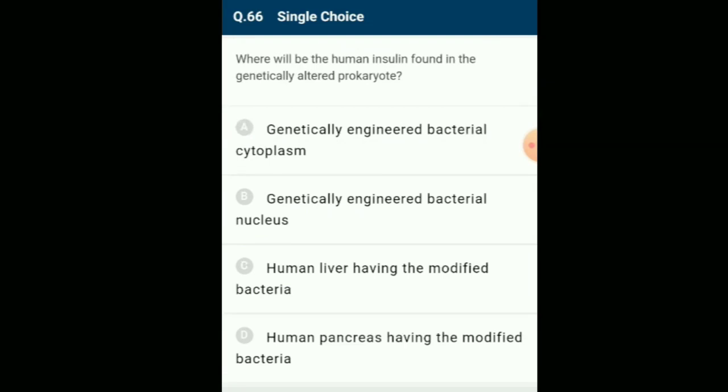Where will the human insulin be found in the genetically altered prokaryote? Human insulin can be produced via genetic engineering by transferring the gene into a bacterial plasmid and getting it expressed. The insulin produced by the bacteria is within the bacterial cytoplasm. So the answer is option A, genetically engineered bacterial cytoplasm.